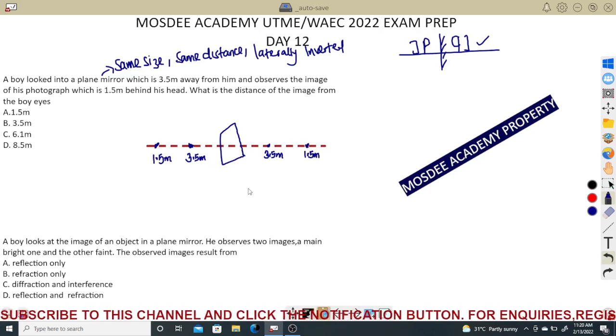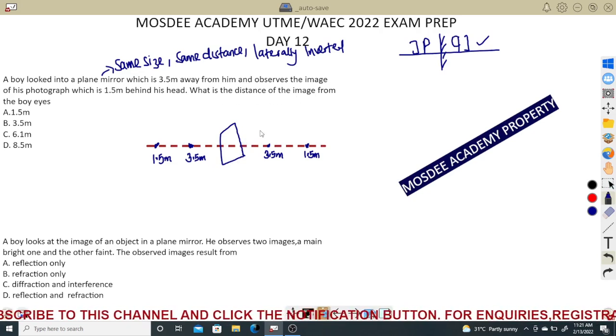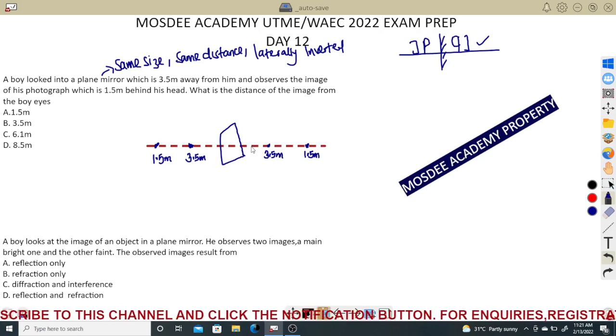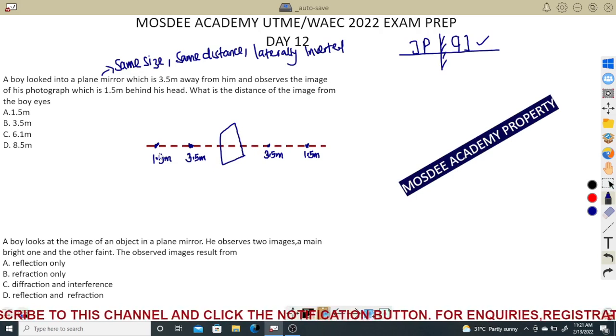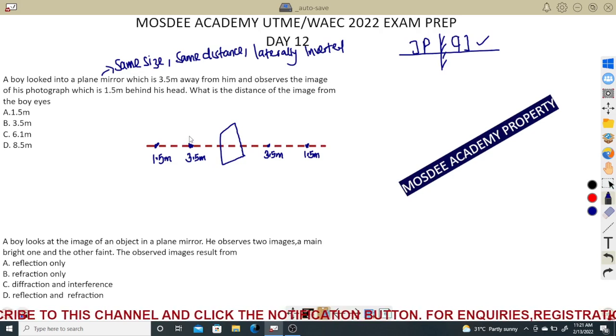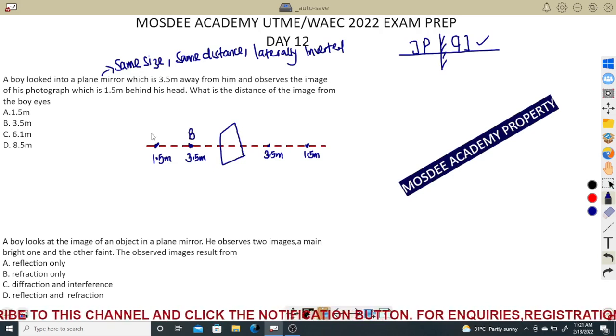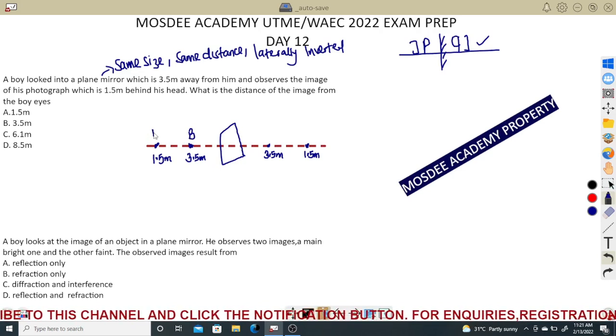I think these are simple things you might have studied before in your junior classes. And if not, just listen to my explanation. So the question is, what is the distance of the image from the boy's eyes? Now, don't get this twisted. This is the boy. This was the object, the photograph.